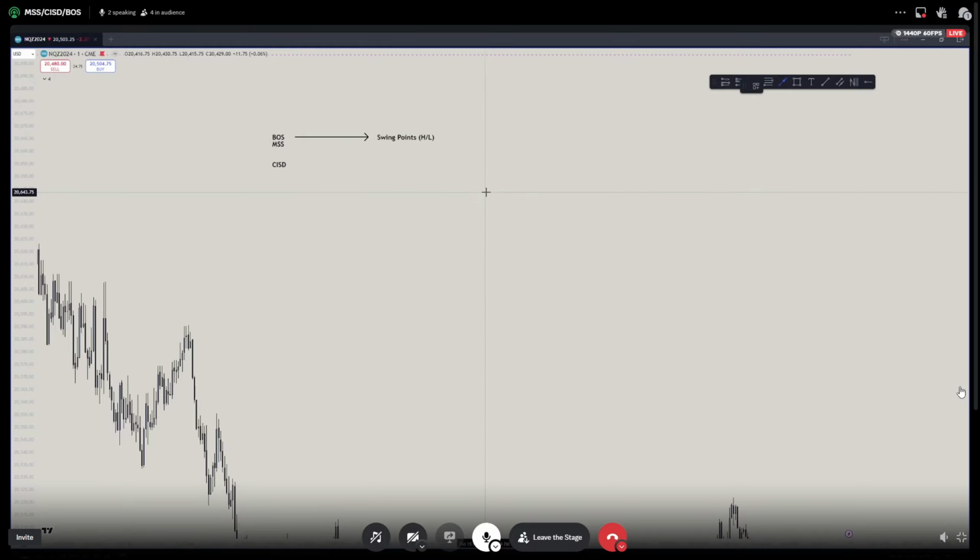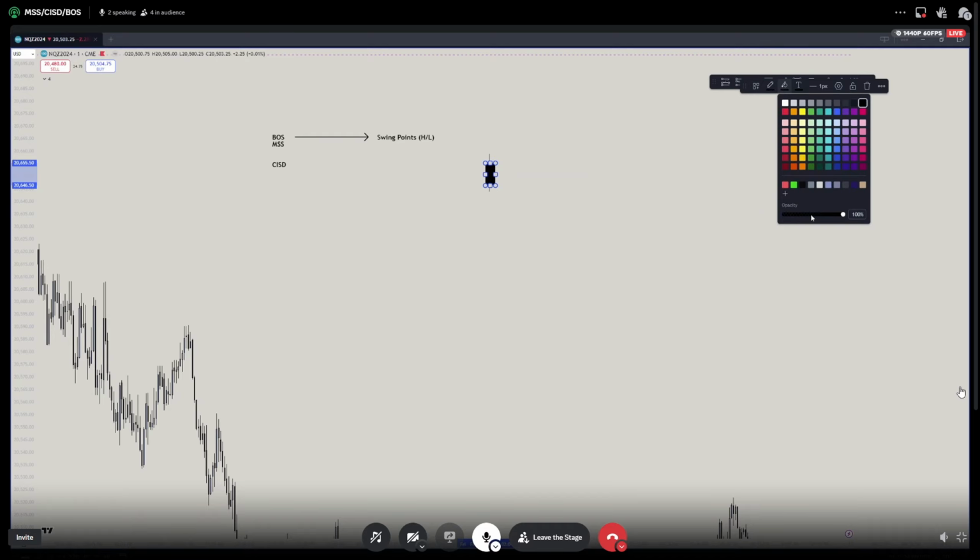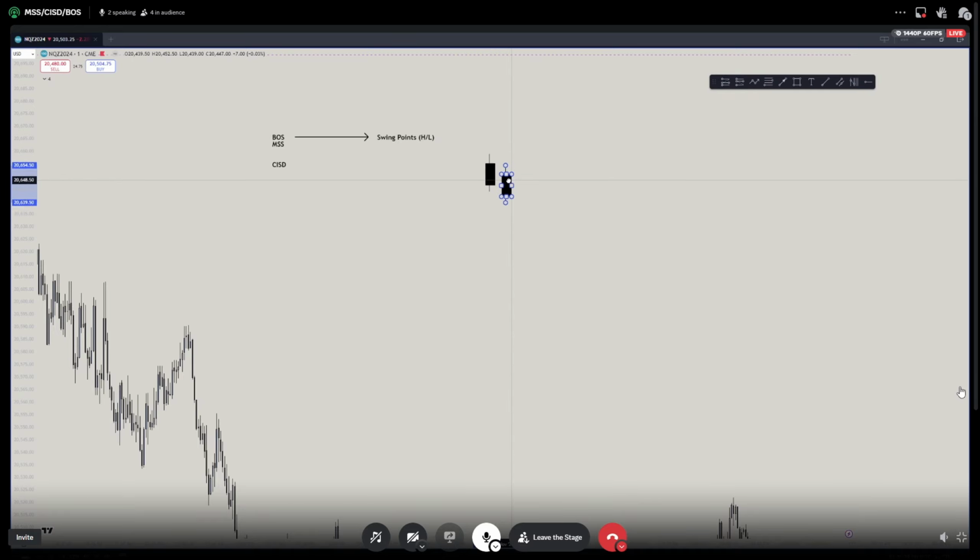And a swing high, very simply put, is a candle where to the left and to the right of it, the wicks are lower, making it a swing high, and vice versa for a swing low. So it should look like this. Feel free to stop me if you guys have any questions while we're doing this. So this is how we can classify a swing high and a swing low.